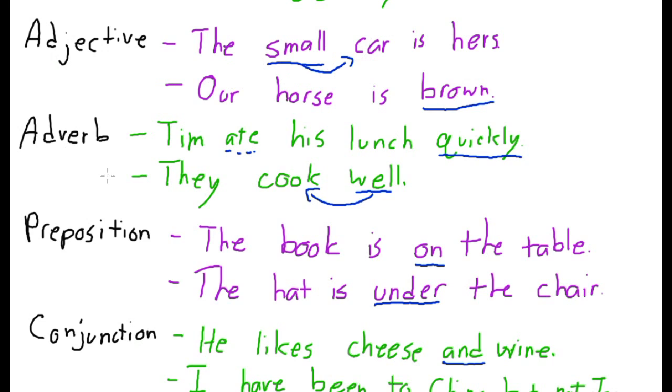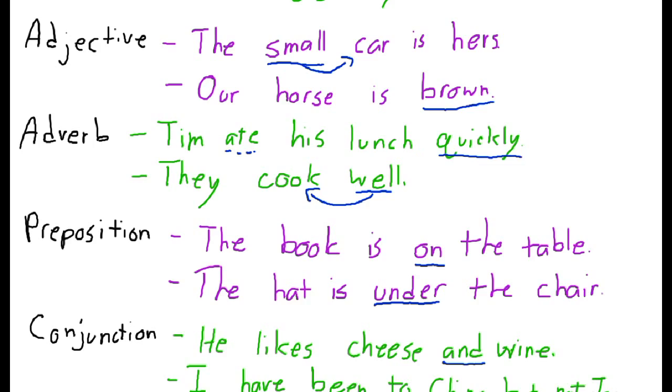Now adverbs, they modify verbs, or they describe verbs, how we're doing something. So Tim ate his lunch quickly. Okay, so quickly is describing ate, correct? It's modifying ate. Or they cook well. Well is describing cook, or how we cook. Prepositions tell us where our things are. Okay, so the book is on the table. It's saying where the book is. It answers the question where.